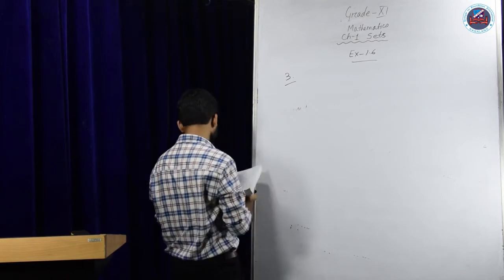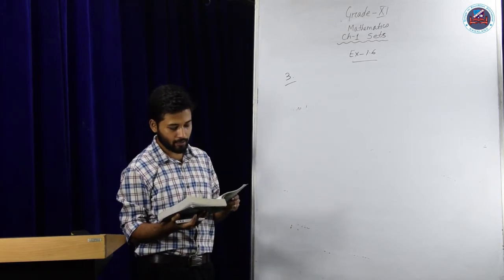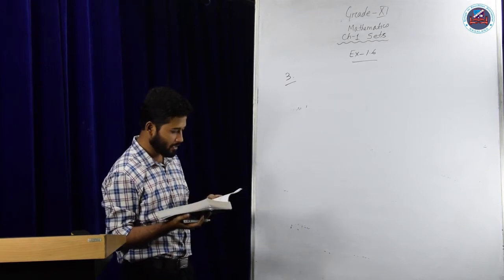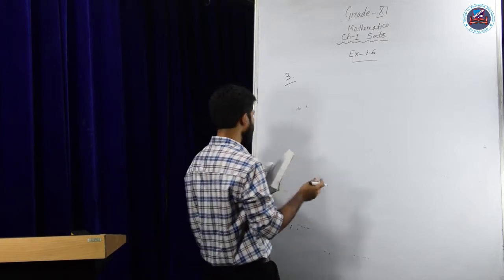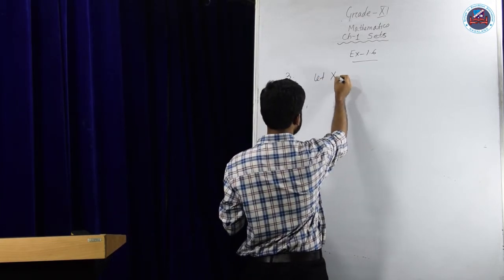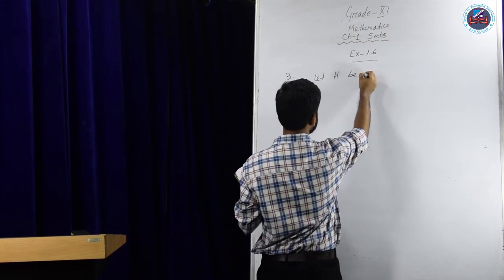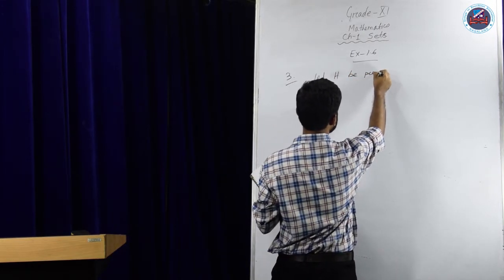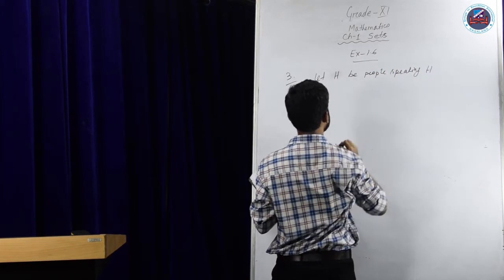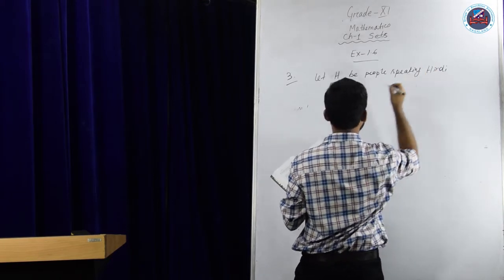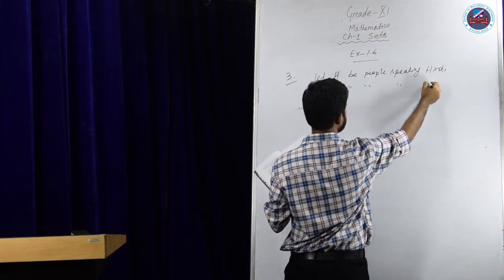Question number 3 says, in a group of 400 people, 250 can speak Hindi, 200 can speak English. How many people can speak both Hindi and English? So let me consider H. Let H be the people speaking Hindi, and let E be the people speaking English.